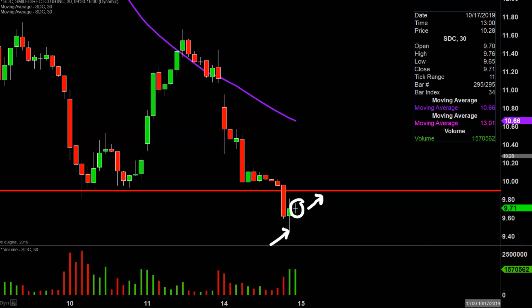That'll be a very, very important level and really a good, straightforward way to answer the question: is there any sort of strength behind this little miniature bounce? If there is true, genuine strength behind it, then let's see if the price can get up above 990.